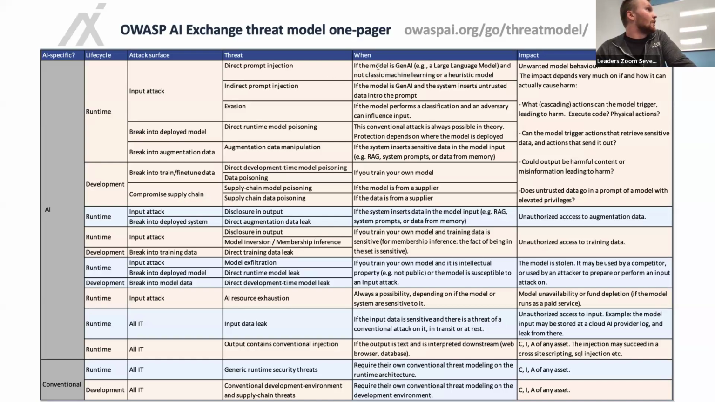And then, so what are the threats that would affect the model? In this scenario, it's direct prompt injection. And then here it would list all of the different impacts, which I can't really read from here, like unwanted model behavior.